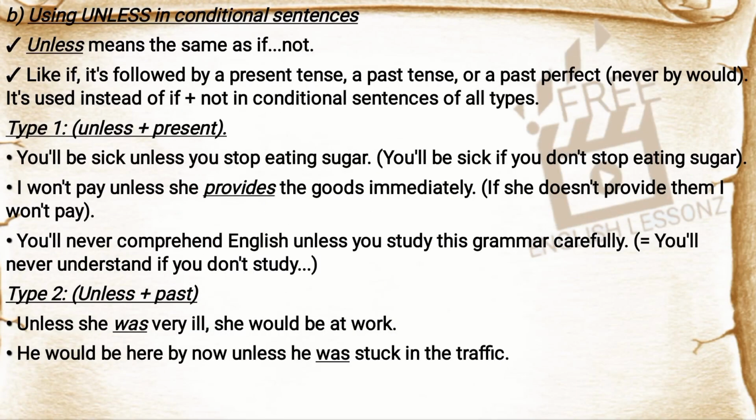B. Using unless in conditional sentences. Unless means the same as if not. Like if, it's followed by a present tense, a past tense, or a past perfect, never by would. It's used instead of if plus not in conditional sentences of all types. Type 1: unless plus present.